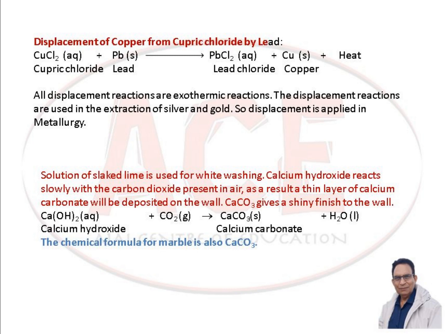Something good to know, solution of slaked lime is used for whitewashing. Calcium hydroxide reacts slowly with carbon dioxide present in air. As a result, a thin layer of calcium carbonate is deposited on the wall. Calcium carbonate gives a shiny finish to the wall. Reaction, Ca(OH)2, calcium hydroxide, reacting with carbon dioxide gives CaCO3, which is calcium carbonate, plus water. The chemical formula of marble is also CaCO3.